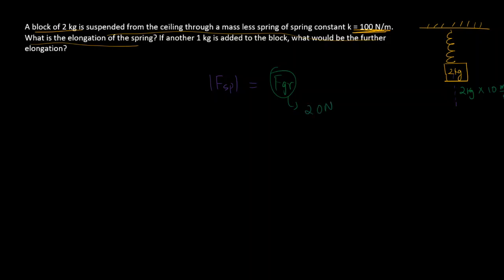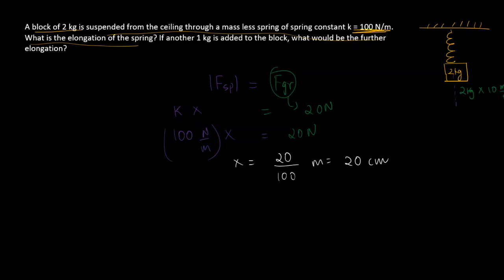What is the spring force? Well, that is equal to K times X, and we're just talking about the magnitude here, so we don't need to factor in the direction. And K is equal to 100 newtons per meter. That times X is equal to 20 newtons. And from this, you find out that X is equal to 20 over 100 meters, or 20 centimeters.